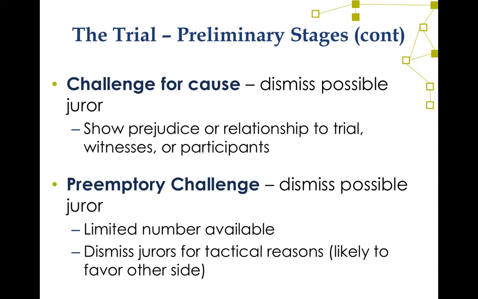As jurors are questioned, you can challenge them for cause, or you can challenge them with a peremptory challenge. A challenge for cause is where you're dismissing them because there's prejudice or relationship to the trial, witnesses, or participants. A peremptory challenge is when you want to dismiss a possible juror for tactical reasons. You don't think they're going to be good for your case. You have a limited number of these, whereas you have unlimited challenges for cause.